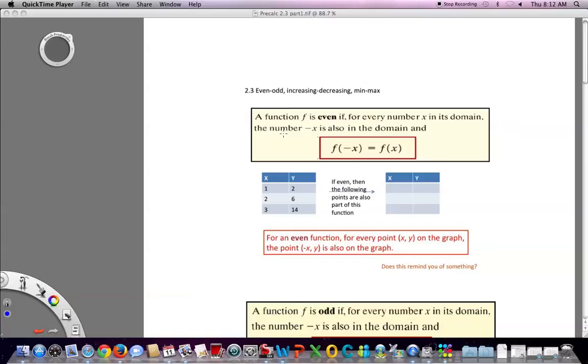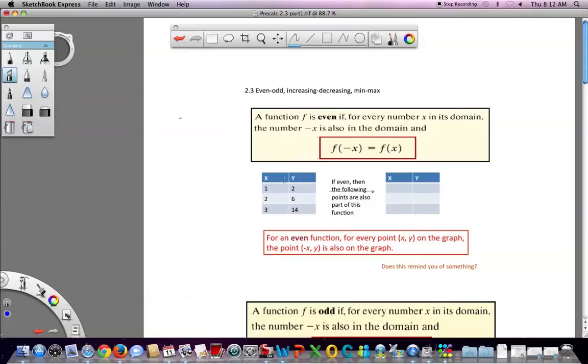For every x in its domain, the number negative x is also in the domain, and f of negative x equals f of x. That's a bit of a mouthful, so let's look at a table and see what that means. A negative 1, 2 on there. That's what this means: the opposite of x still gives you f of x. So this is the original y.